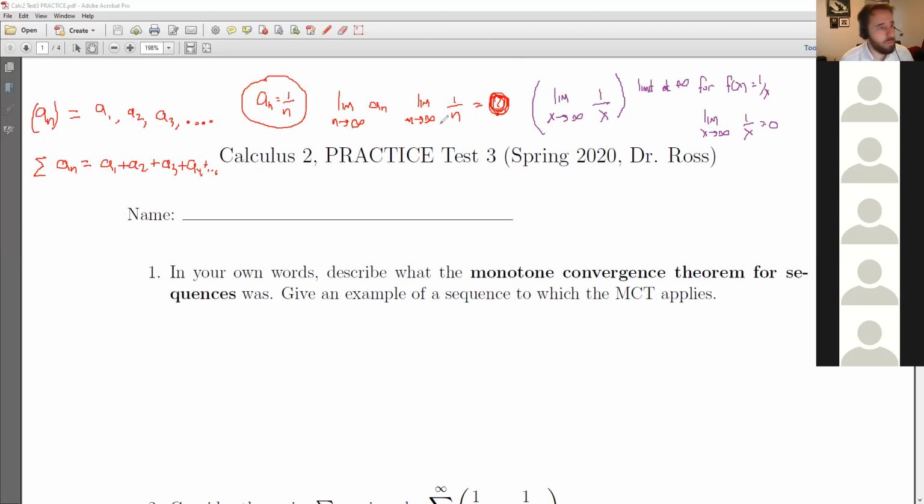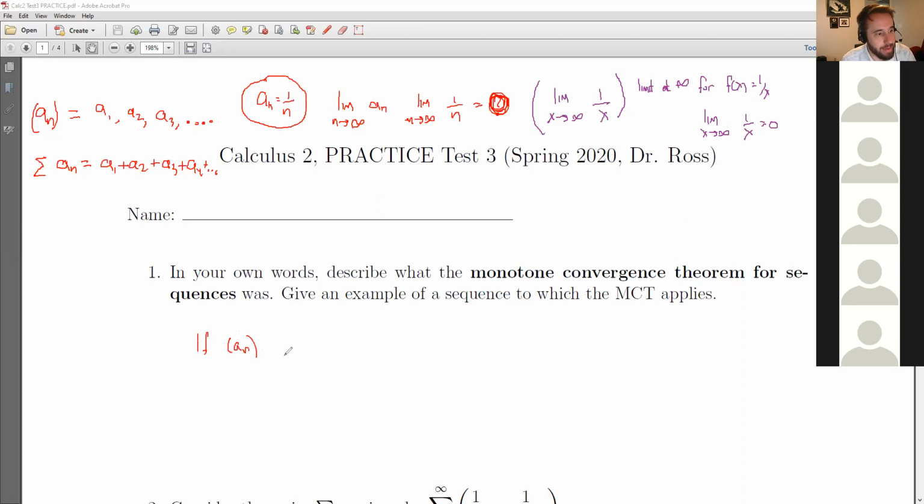Now, we did have one extra trick when it came to sequences, and that was the monotone convergence theorem. This is something that I believe we talked about that Friday before spring break, so it's possible not everybody saw this to the extent that we might have wanted. That's actually the reason why I put this on the practice test, as opposed to just springing it on you for the test. I wanted an opportunity in this Wednesday class to talk about the monotone convergence theorem.